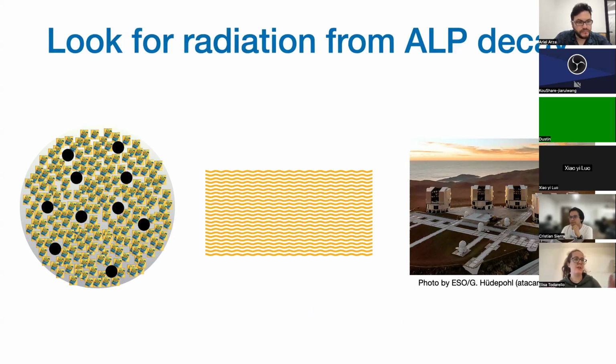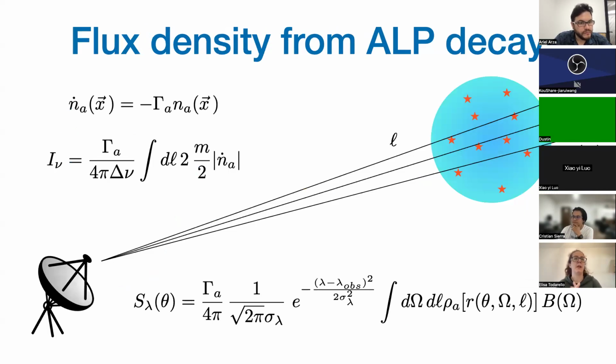So we have this image, we mask the sources, as I said, because we're not interested in them. And then we have our data. Then we have to compare it to our model prediction. So this is our expected signal. We have the axion decay rate here. This depends on g squared and on the axion mass to the third.